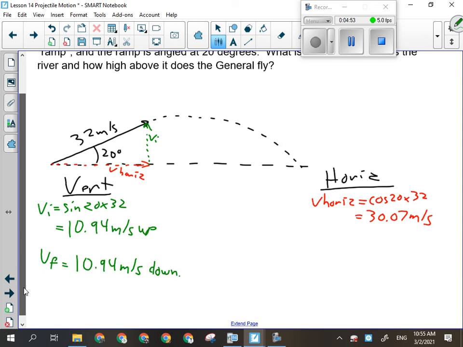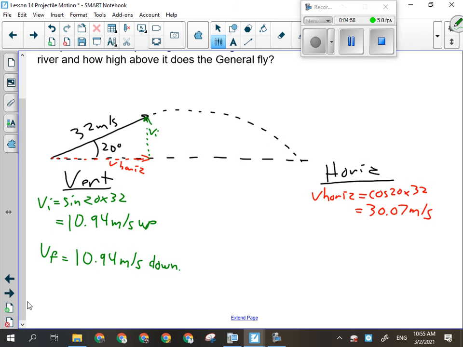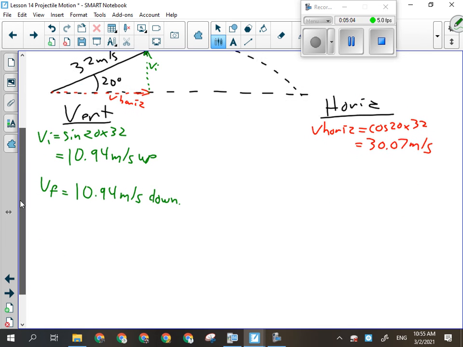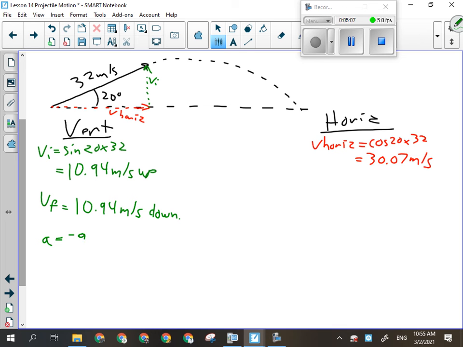Now we've got that. What other thing do I know vertically that I haven't written down yet? Acceleration. My acceleration vertically is negative 9.81 meters per second squared, or down, but not both. I'm supposed to find two things in this question: the horizontal distance and the maximum height that the generally reaches. Since we haven't talked about the maximum height stuff yet, let's move on to finding the horizontal distance.